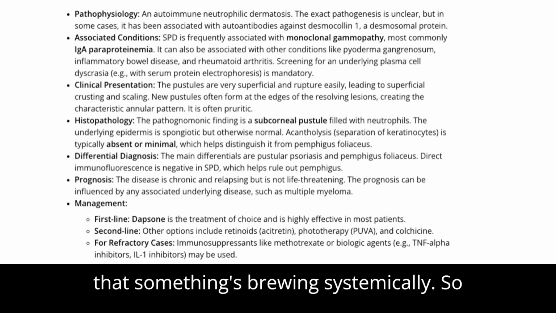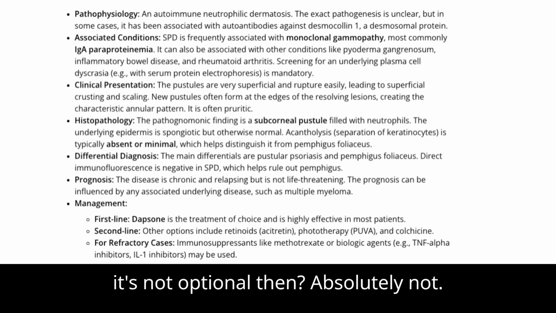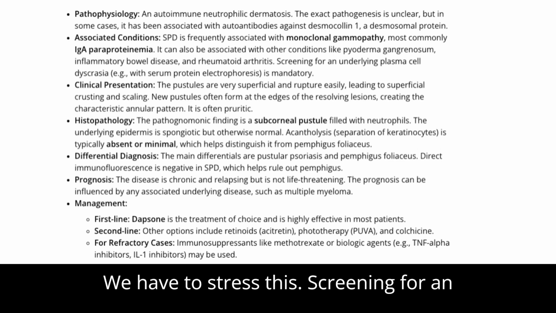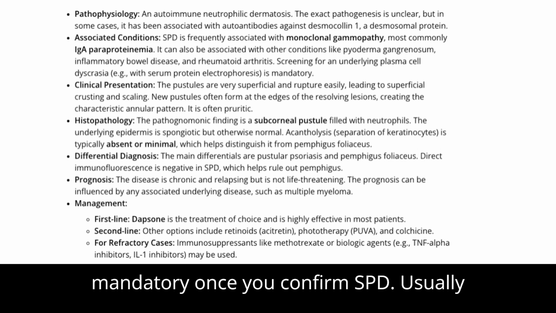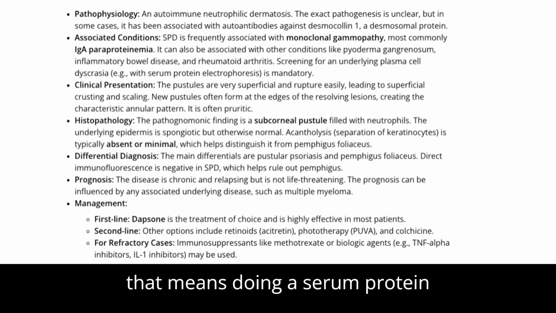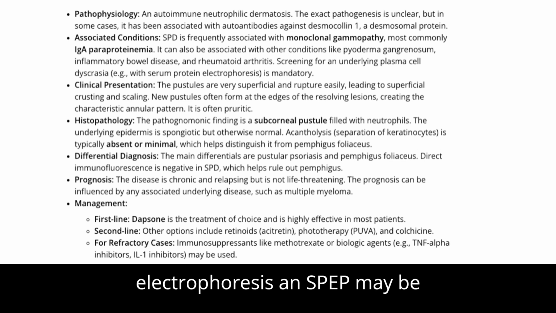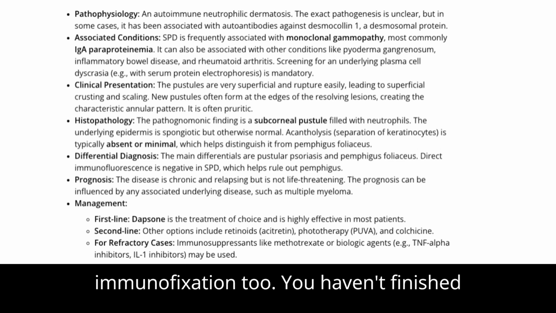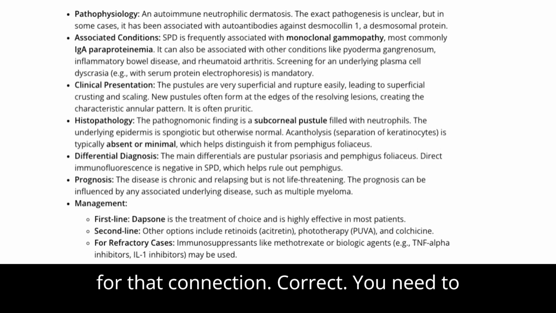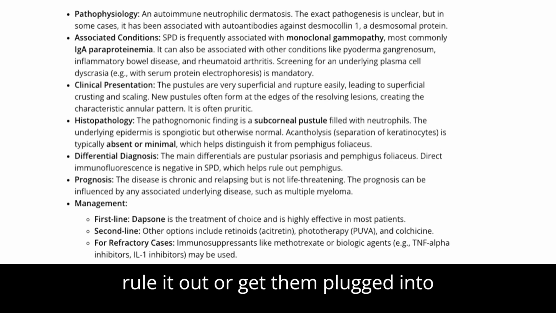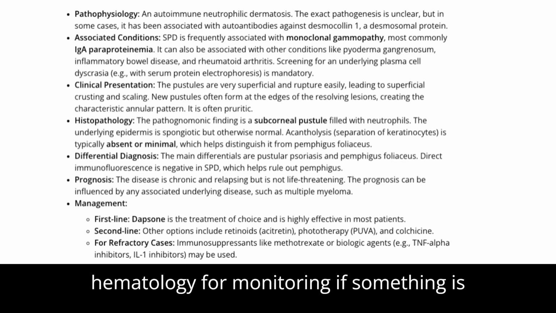So it's not optional then? Absolutely not. We have to stress this. Screening for an underlying plasma cell dyscrasia is mandatory once you confirm SPD. Usually that means doing a serum protein electrophoresis, an SPEP, maybe immunofixation too. You haven't finished managing the patient until you've looked for that connection. Correct. You need to rule it out or get them plugged into hematology for monitoring if something is found.